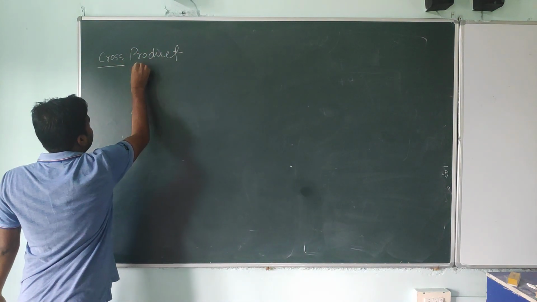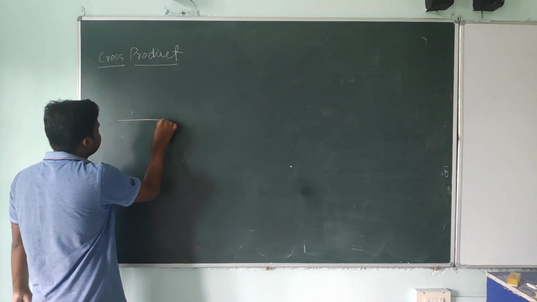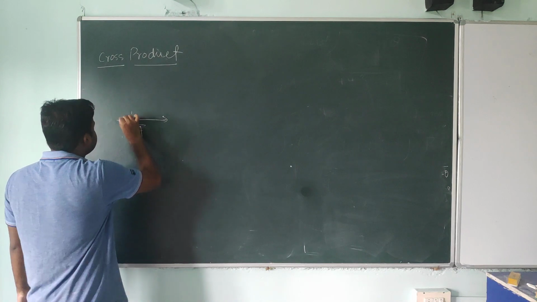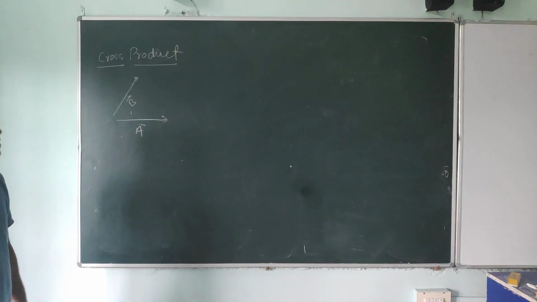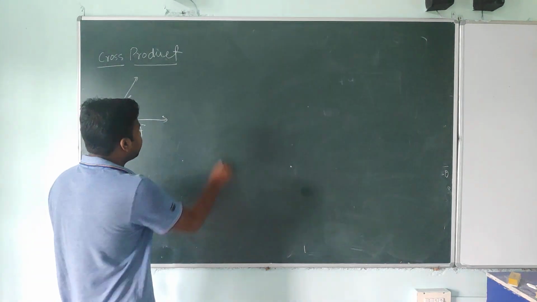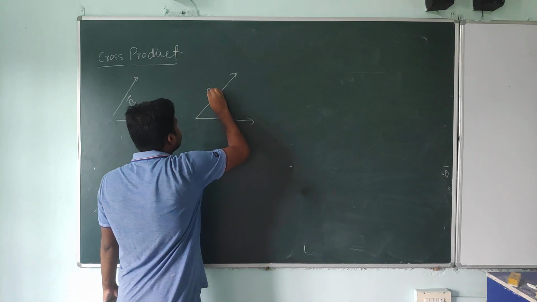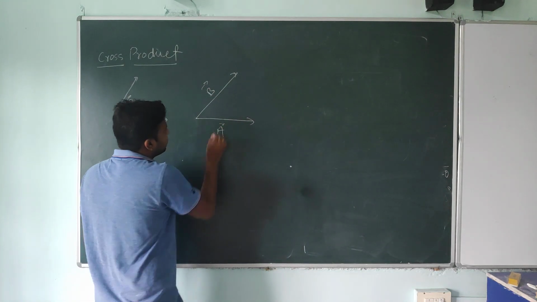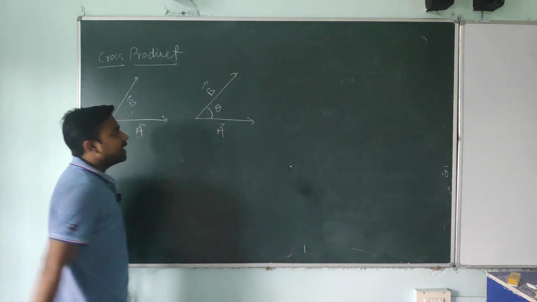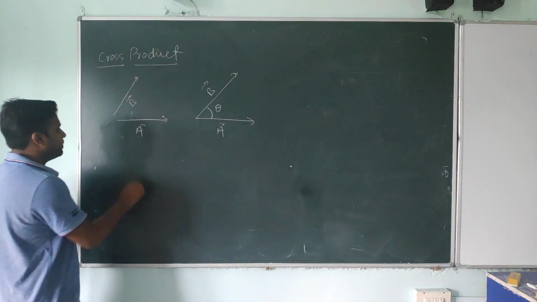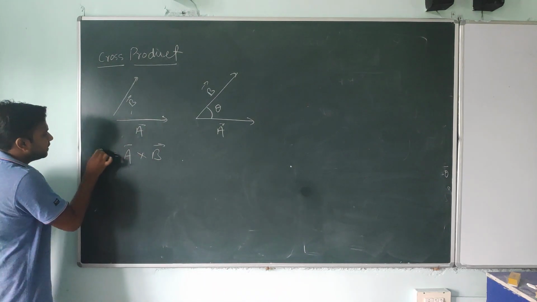Okay students, so now I am going to start the cross product. Now what is the cross product? Again students, look at this. This one is the A vector and this one is the B vector. If you want to take the cross product, you do the same thing, the same funda: you have to join their tails. Now you get the angle theta between the A and B vectors. So A cross B, we are representing it like this.